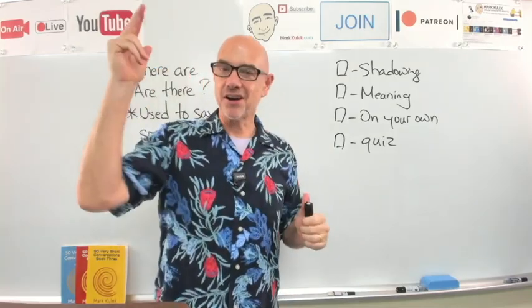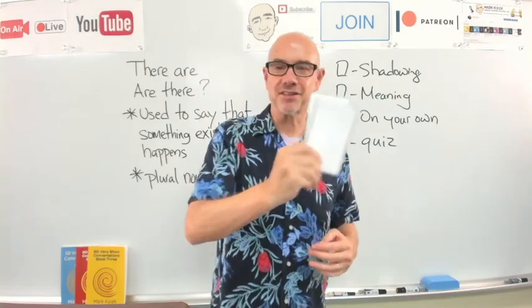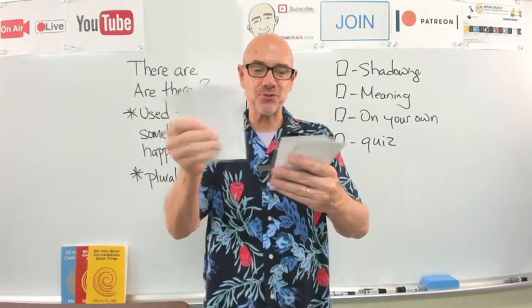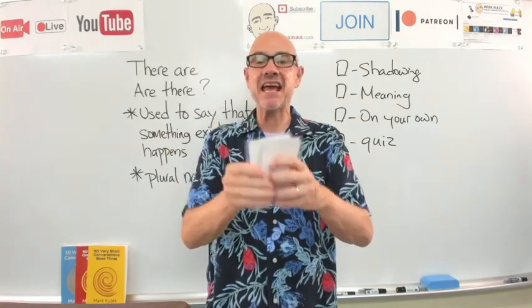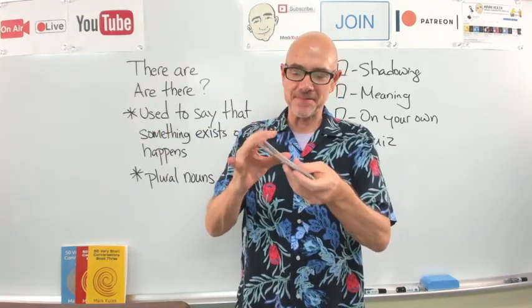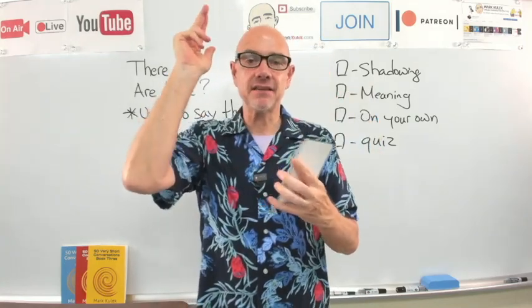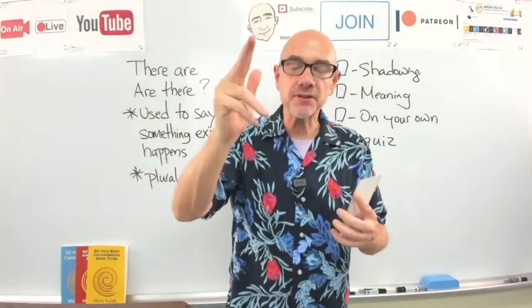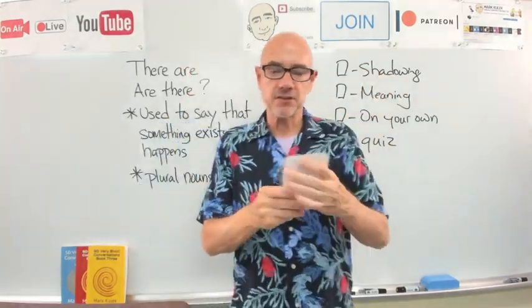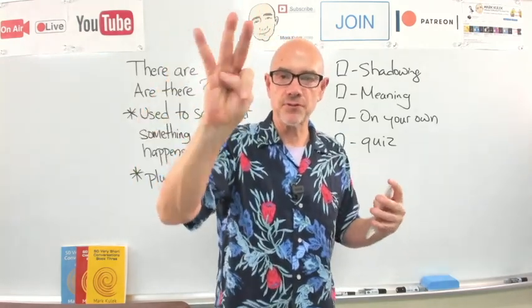All right, so are you ready? Okay, let's do it. We will shadow these cards. And how many cards are there? Let's check. 1, 2, 3, 4, 5, 6, 7, 8 cards. And I'm going to shuffle them a little bit. You will not see the sentence. You will not see the picture. You will just be purely listening and speaking at the same time. So this is step one, shadowing. So let's count down. 5, 4, 3, 2, 1.